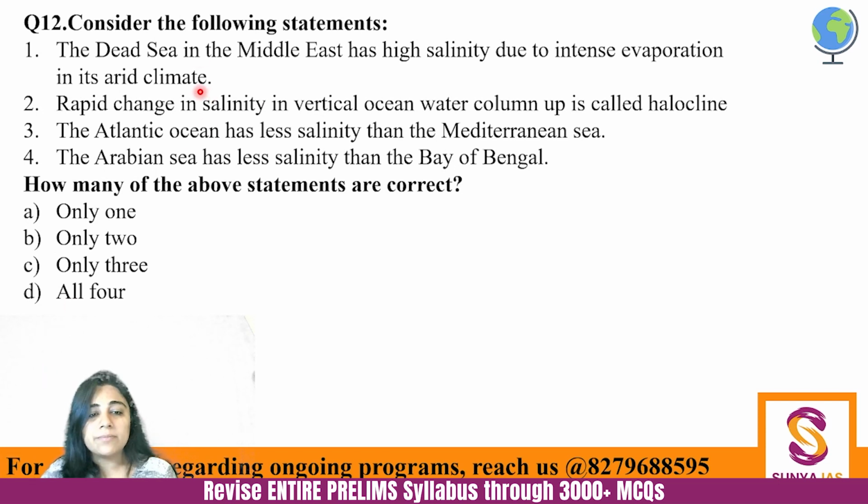Consider the following statements. The Dead Sea in the Middle East has high salinity due to intense evaporation in its arid climate. Rapid changes in the salinity in the vertical ocean water column up is called the halocline. The Atlantic Ocean has less salinity than the Mediterranean Sea, and the Arabian Sea has less salinity than the Bay of Bengal. So how many of the given statements is or are correct?